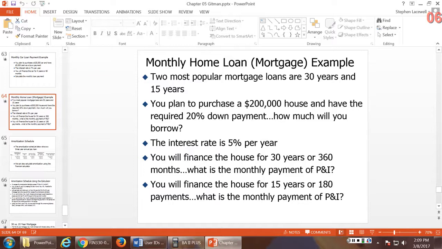Now, in this example, you're going to buy a $200,000 house. You're going to have to pay a 20% down payment, which is pretty standard. If you have a smaller down payment than 20%, typically you're going to have to pay something called private mortgage insurance, or PMI. And so that means 20% of 200,000 is $40,000. So you're going to borrow 200 minus 40, which is $160,000. The interest rate is going to be 5% per year. And in the first example, we're going to finance the house for 30 years, or that's 30 times 12, 360 monthly payments. And then we're going to calculate it again, financing the house for 15 years, or 15 times 12, which is 180 monthly payments.